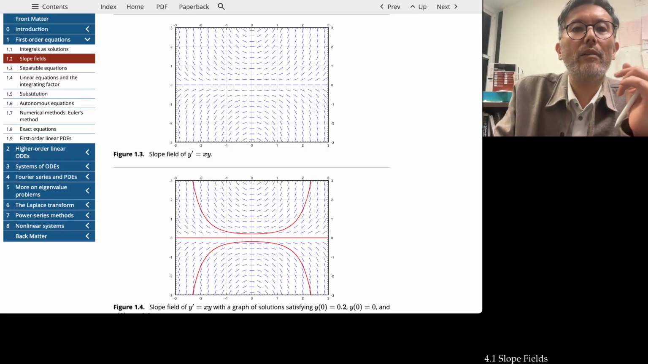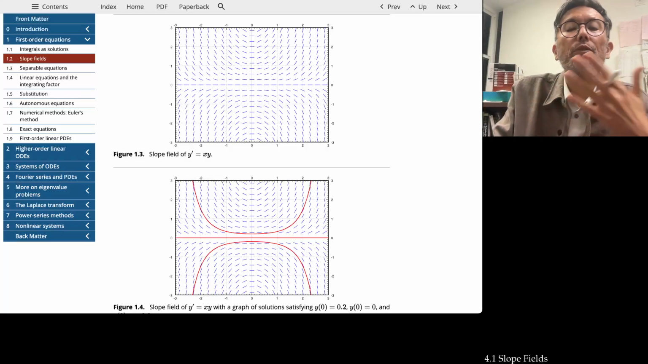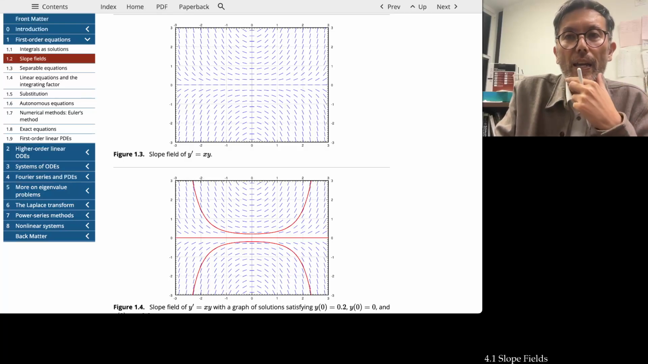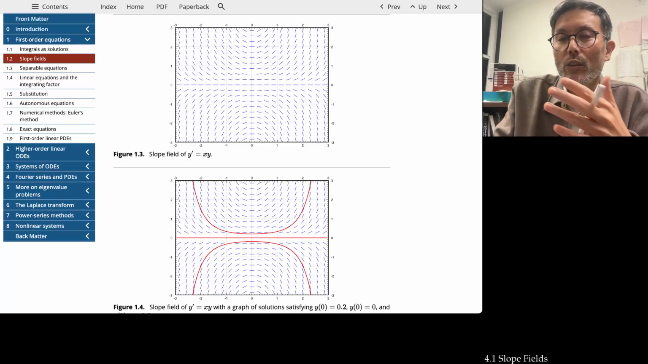So this is the concept of a slope field. This gives you a picture of a differential equation, at least a first order differential equation.